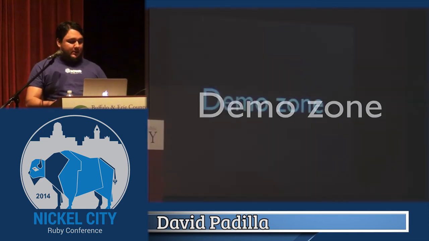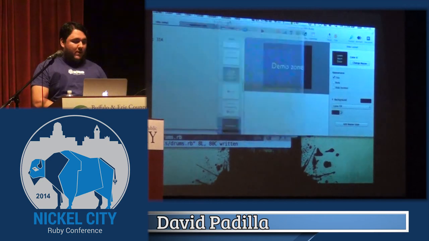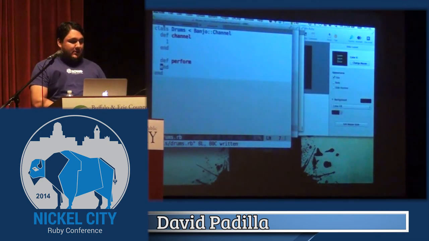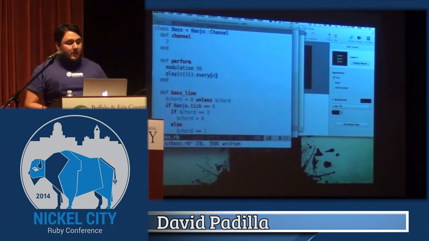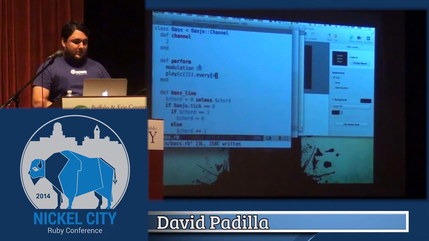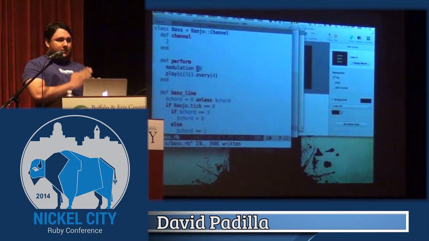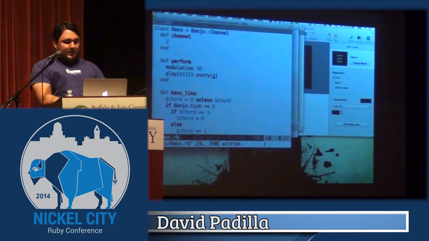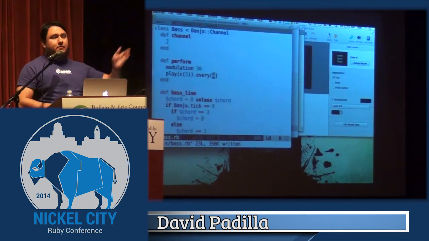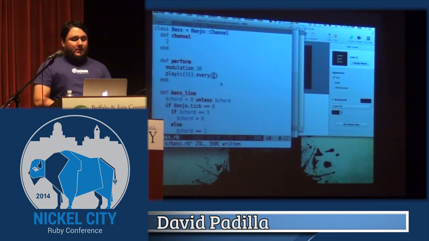So let me do a little demo of that. What I meant is, let's say for example here, I'm playing the C3 note, and then I will say every 4, right? Inside of the code, the every function is just calling that modulus thing. So if you want to do it every 8, that will be like half, you know, and so on.